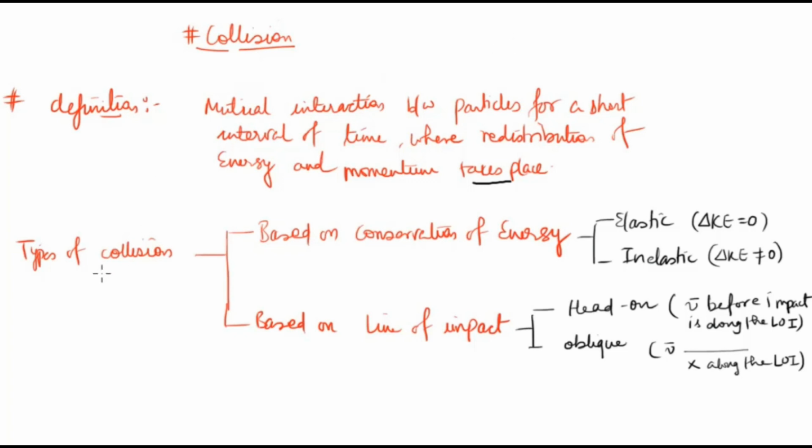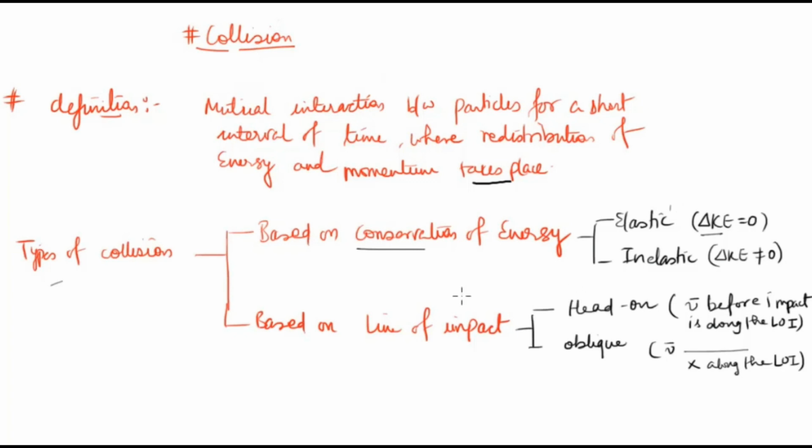Let's talk about the types of collisions. There are different kinds of segregation. The first is based on the conservation of energy, and in that case there are two types, elastic and inelastic. For elastic collision, delta KE for the system is 0, so there is no change in kinetic energy, and in inelastic collision we have delta K not equal to 0. Generally we have a loss in kinetic energy.